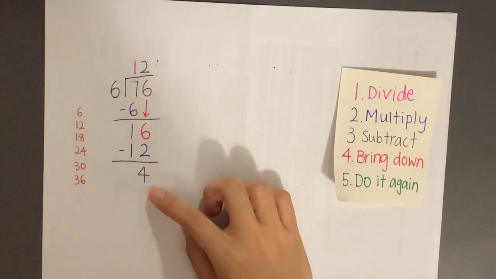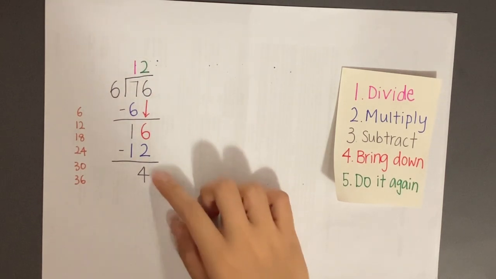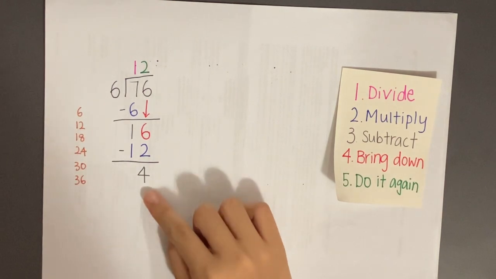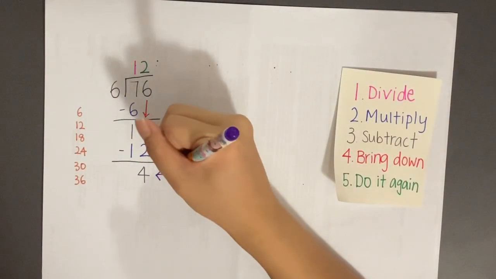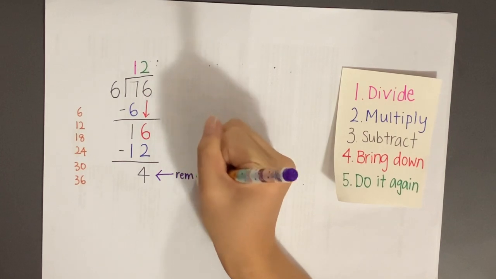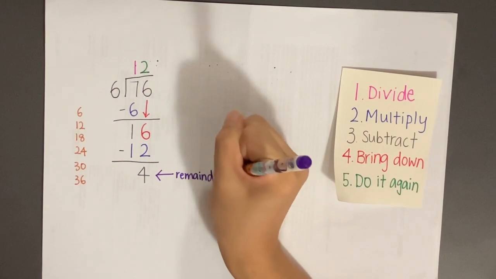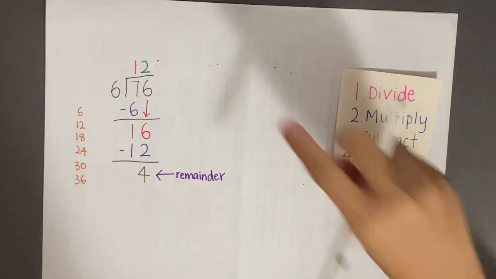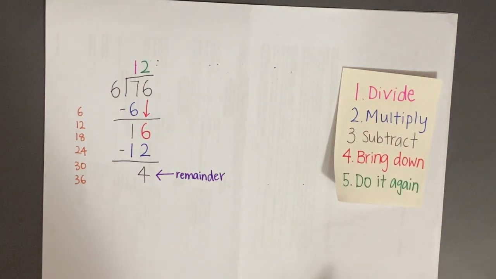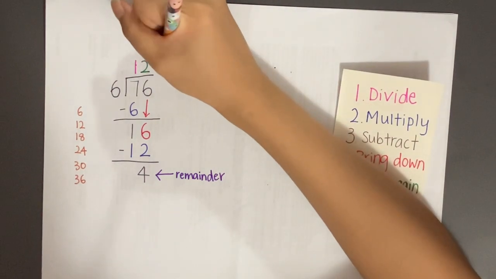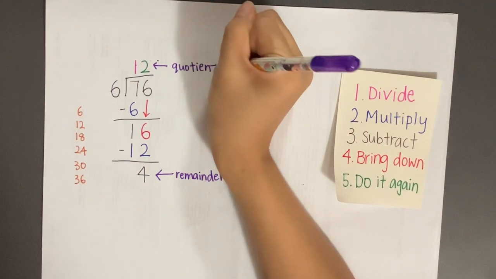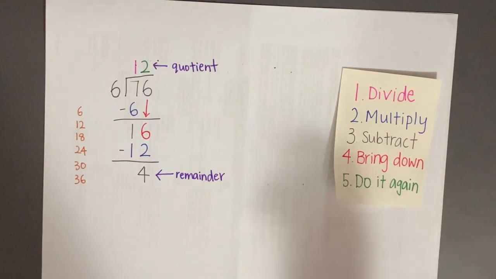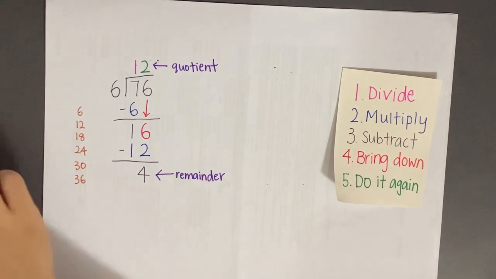So if you notice, in the questions that we did previously, the number is always 0. But in this case, we have a 4. So what do we call this? This is called our remainder. Do you remember what the number at the top is called? It is called the quotient. So, how should I write my answer for this question?